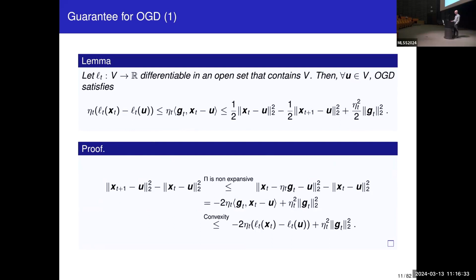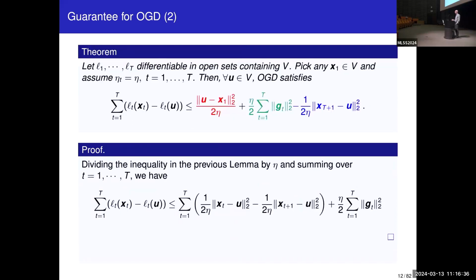Now, from this small lemma, proving the regret guarantee is again really, really simple. I want to show that the sum of the losses suffered by the algorithm minus the sum of the losses suffered by any vector u is less than, and here I want to introduce you to this RGB notation. This term is the initial condition, and will always be in red in these slides. This term is related to the gradients and will always be in green. And this term is negative and will always be in blue.